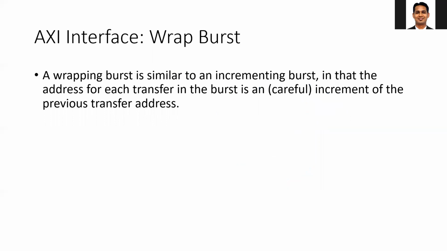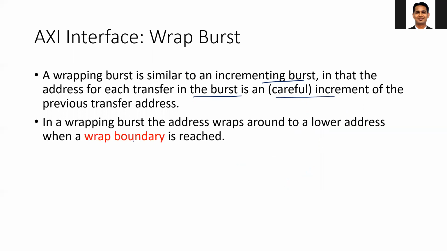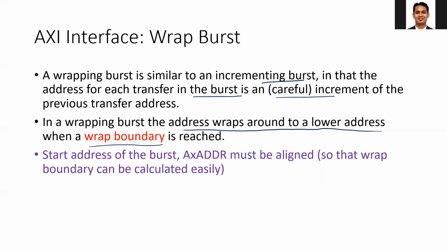So the wrapping burst is similar to the incrementing burst that we have studied. The only difference is that in an incrementing burst, the address of each transfer is a regular increment of the previous transfer address. In a wrapping burst, the address wraps around to a lower address when it reaches the higher address or upper wrap boundary. The start address of the burst, that is AXADDR, must be aligned in the wrap one.